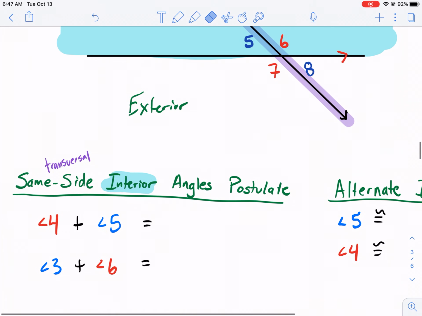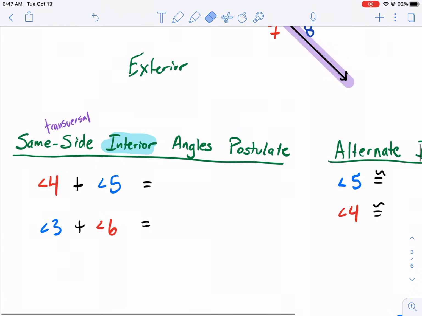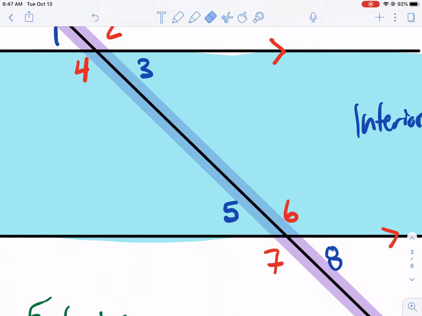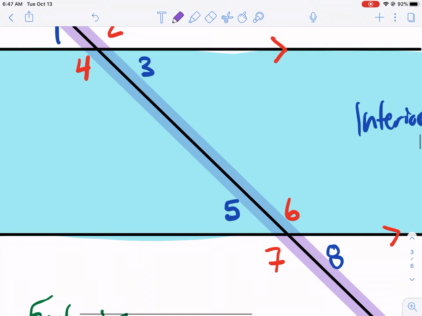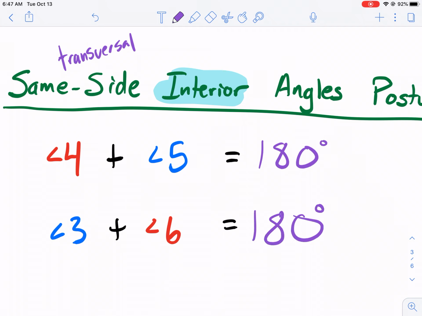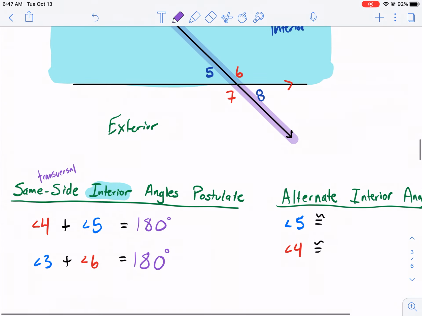Okay. So we're talking about same side, interior angles postulate. Now, that means that we're talking about, for example, 4 and 5. They are on the same side of the transversal, and they are interior angles. Okay. So 4 and 5, and then 3 and 6. We talked about that last video, but now we're talking about how they add up to 180 degrees. Okay. So 180 degrees, they add up to, that's an ugly 0. That's the same side interior angles postulate.